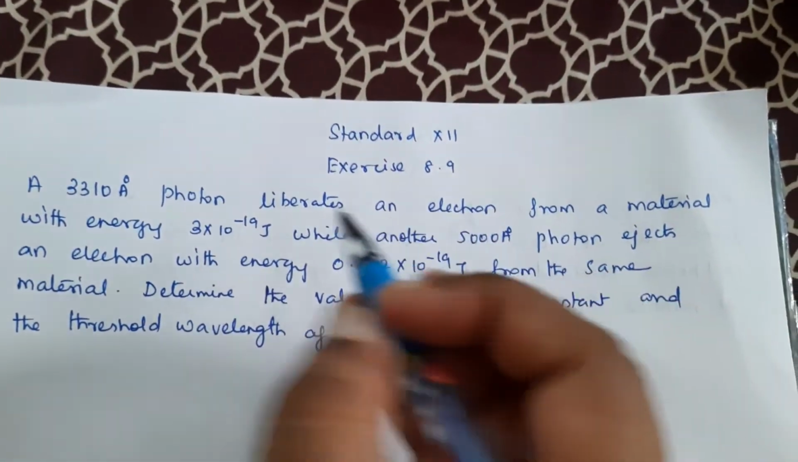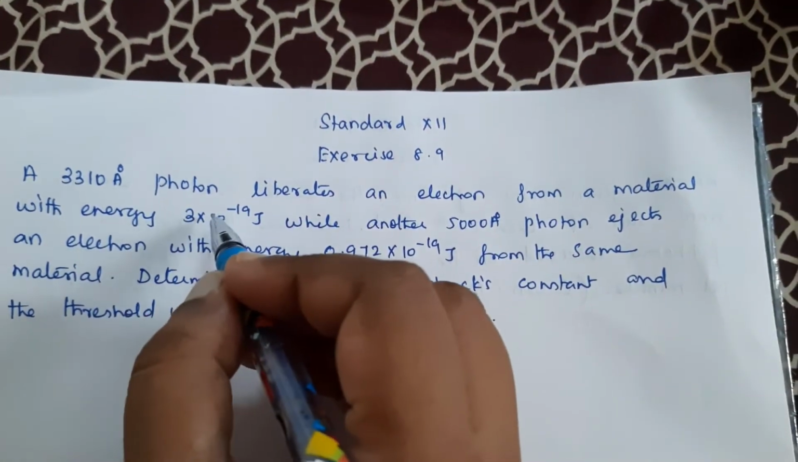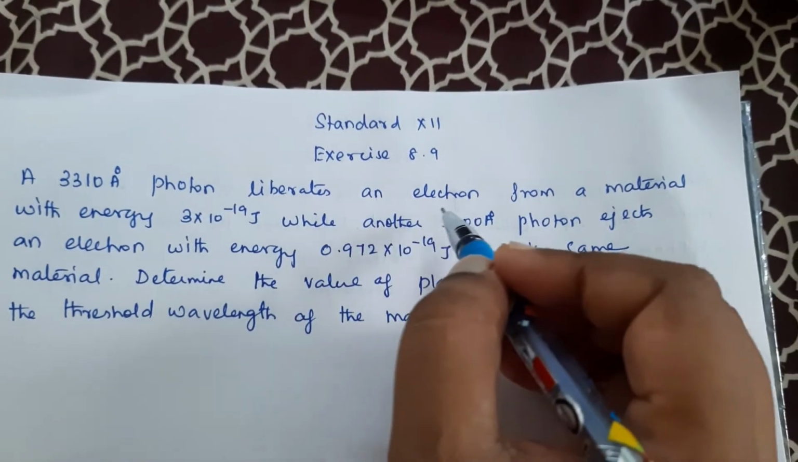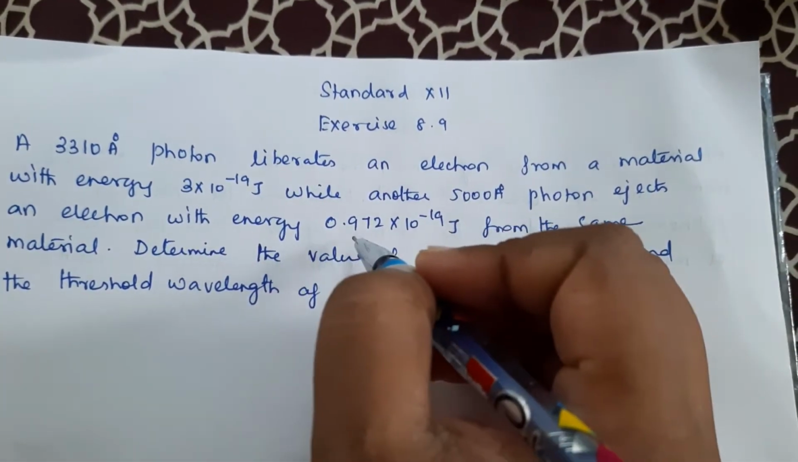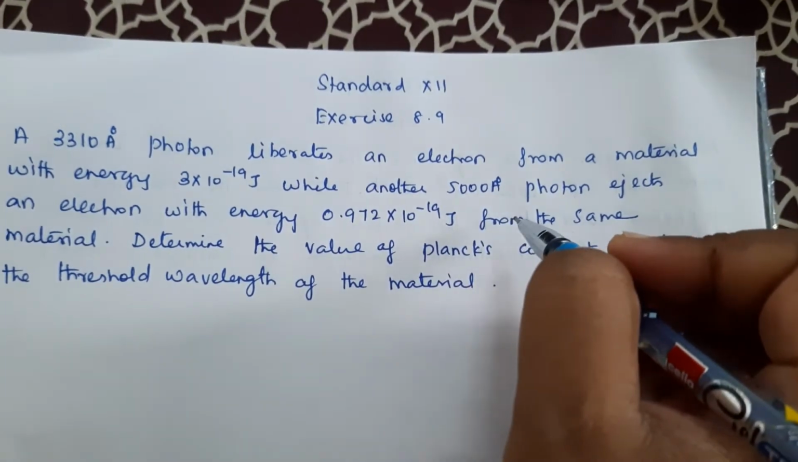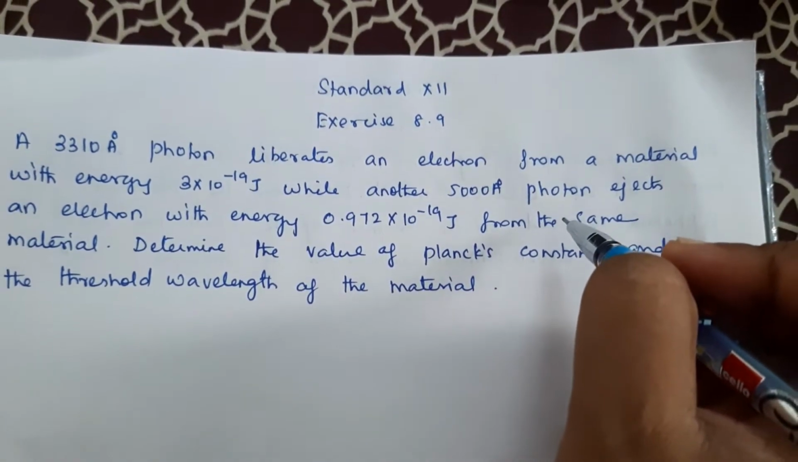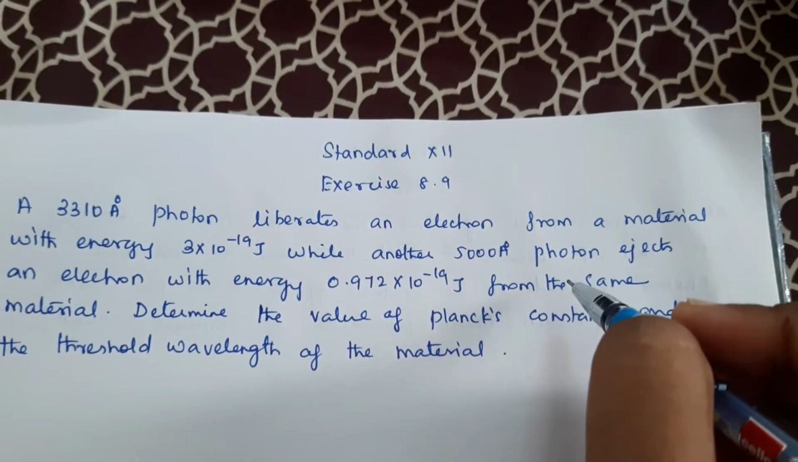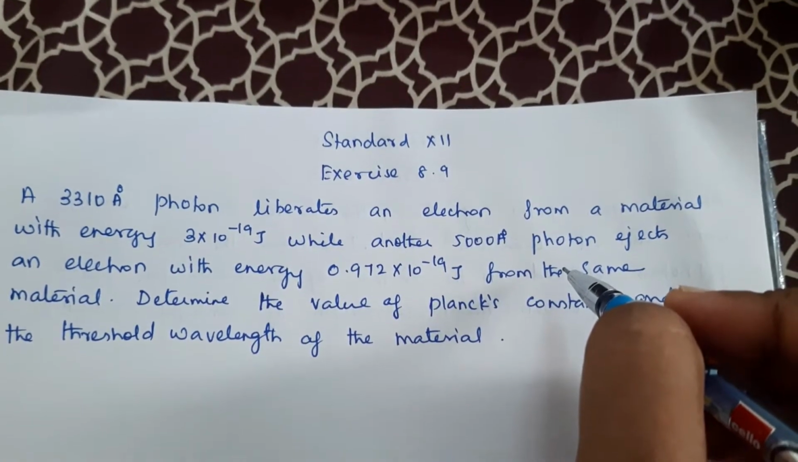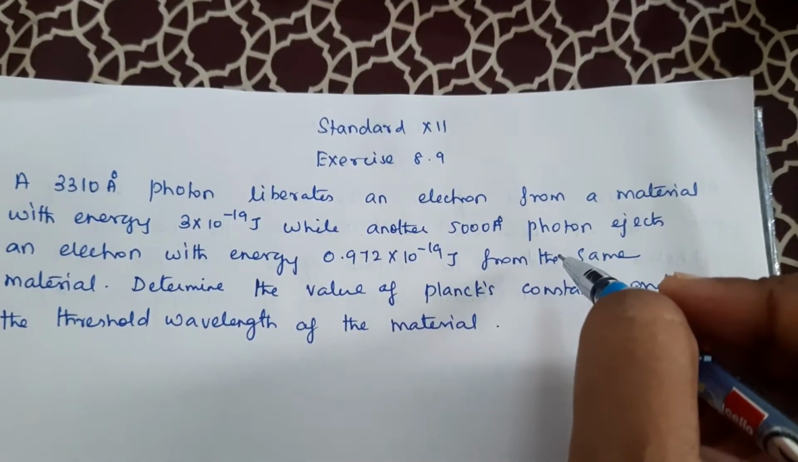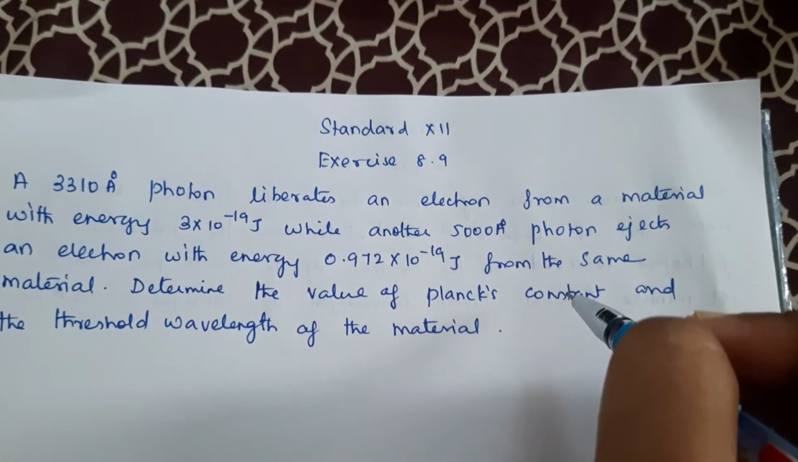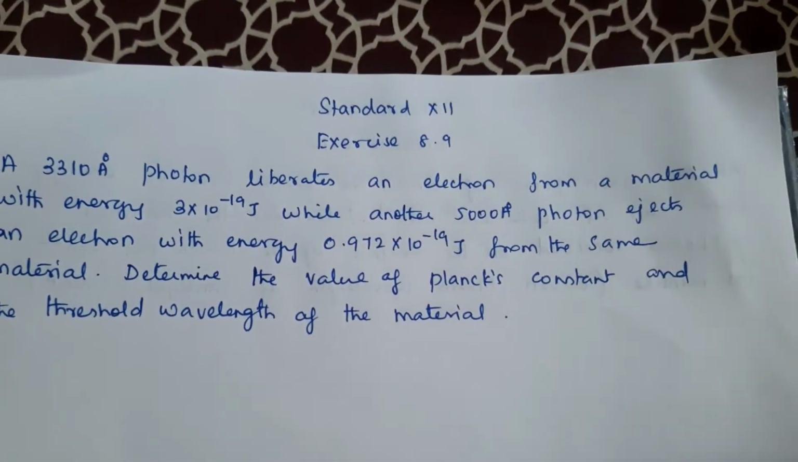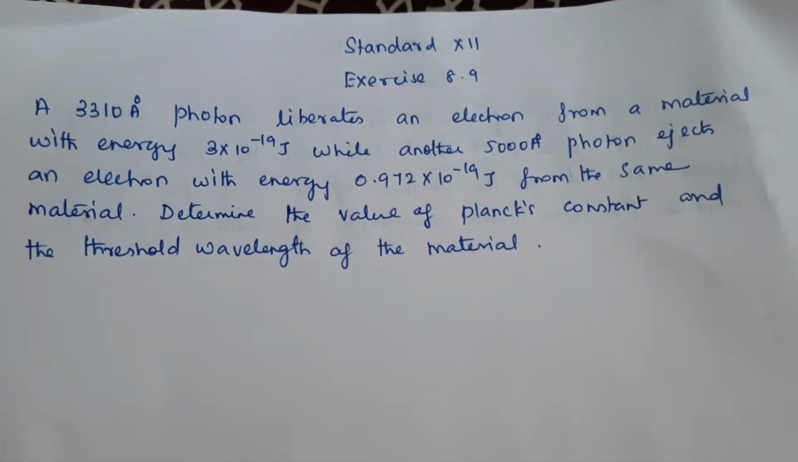Standard 12, exercise 8.9. A 3310 Armstrong photon liberates an electron from a material with energy 3 into 10 raised to minus 19 joules. Another 5000 Armstrong photon ejects an electron with energy 0.972 into 10 raised to minus 19 joules from the same material. Determine the value of Planck's constant and the threshold wavelength of the material.